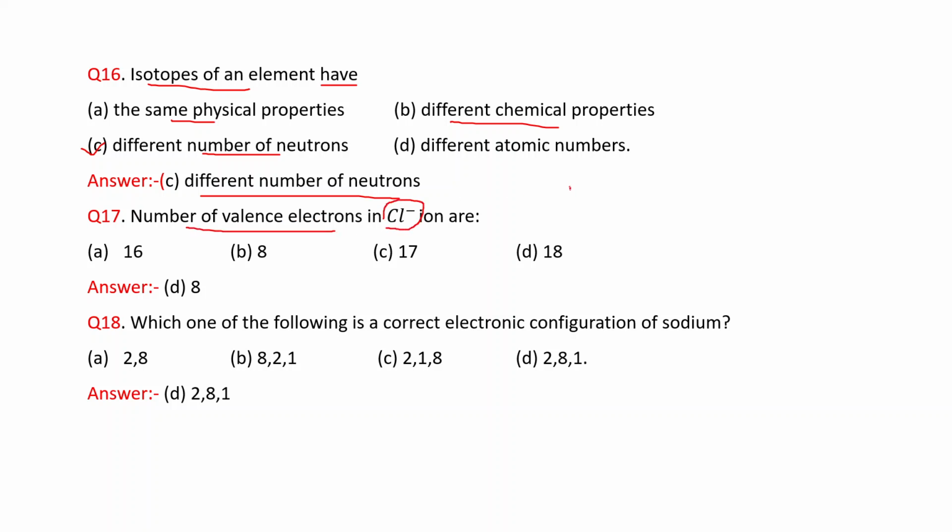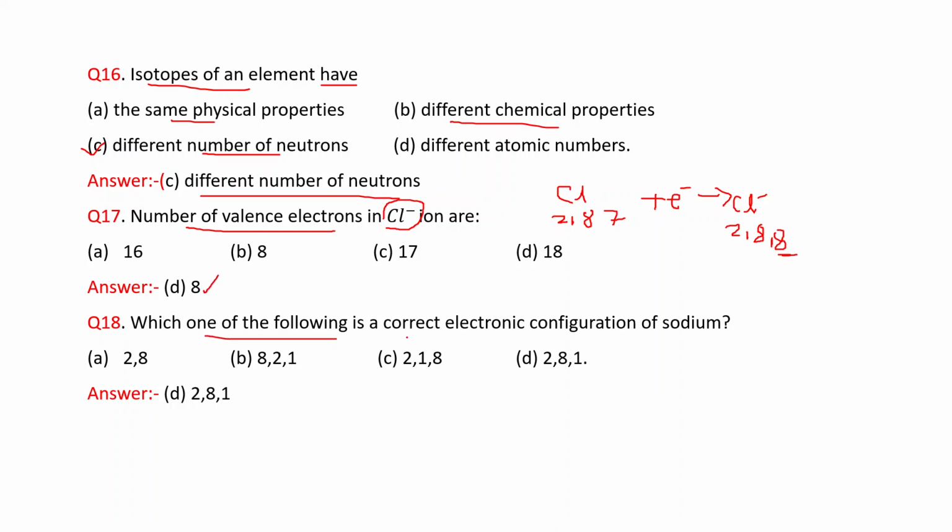Number of valence electrons in Cl minus ion. Now see, this is Cl. Its electronic configuration is 2, 8, 7. When it gains one electron, this will convert into Cl minus, and now its electronic configuration becomes 2, 8, 8. Now, how many electrons are present in its outermost shell? 8 electrons. That's why the number of valence electrons in Cl minus is 8.